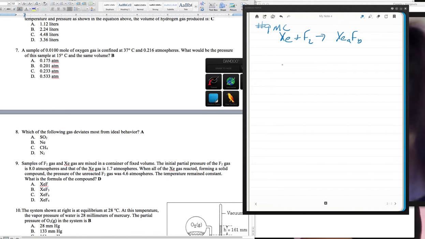Okay. And judging from the multiple choice answers, I could probably just get rid of the A here because in all the choices, the Xe is 1. Now, the reason that's going to be fine is because the question says when all of the Xe gas has reacted. So it's all been used up. So maybe we can just assume that that's what's going to happen.